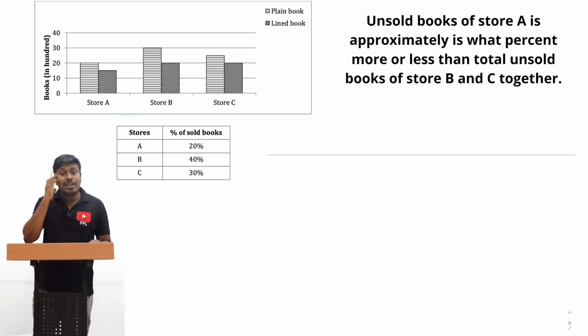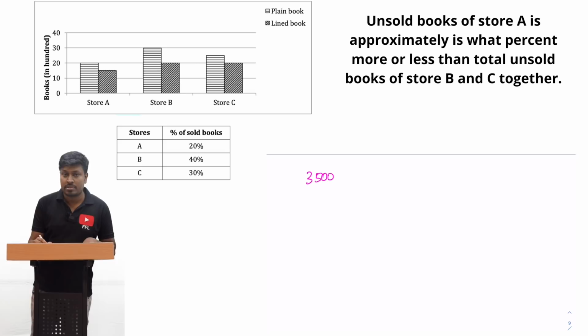So we have to find the unsold books of A. I think we have already found it in the previous question itself, right? Okay, let me find it again. See, unsold books of A. So store A, how many books have been produced? 3500. So 3500 will be the total number of books produced.